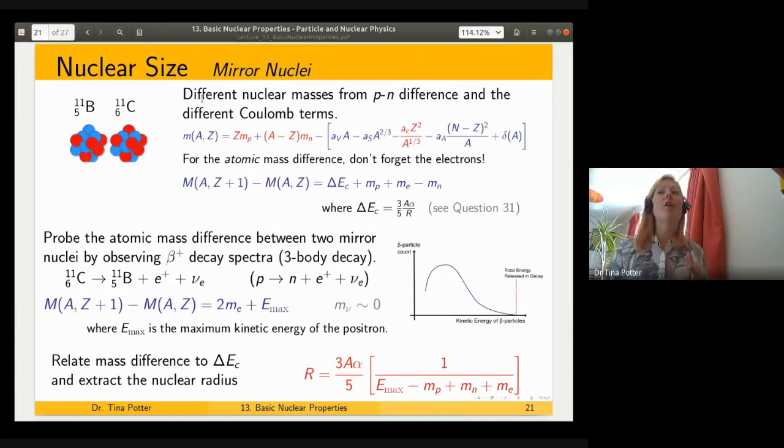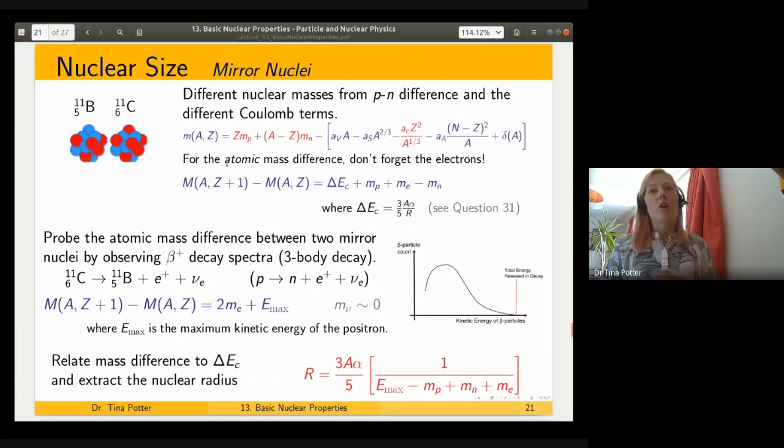So if we have a look at our semi-empirical mass formula, there are slight changes in the mass, not only from the small differences between protons and neutrons here, but also in the Coulomb term for the binding energy. Because the carbon here has 6 protons, it's going to have a smaller binding energy because those protons are repulsing each other.